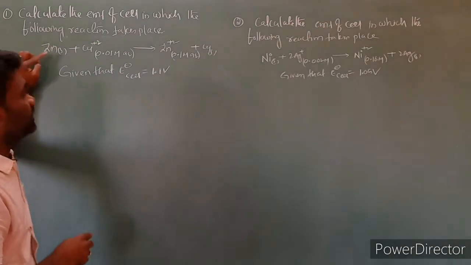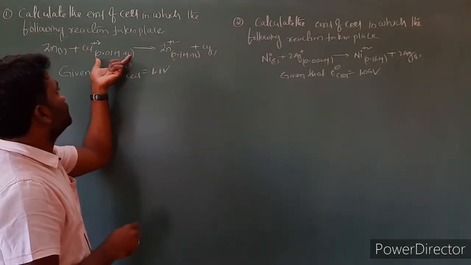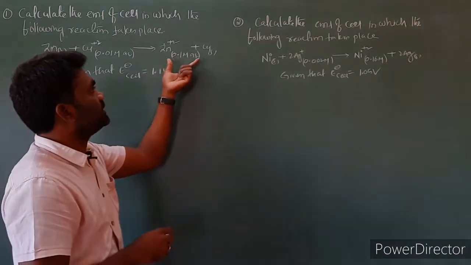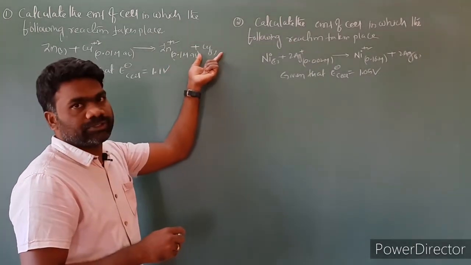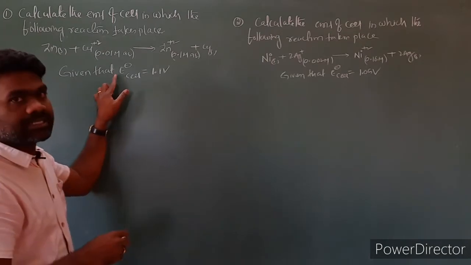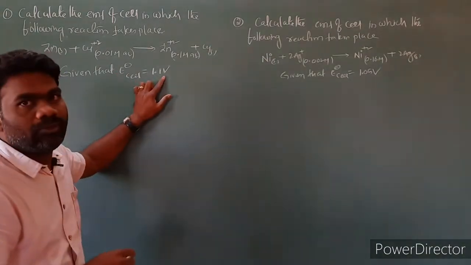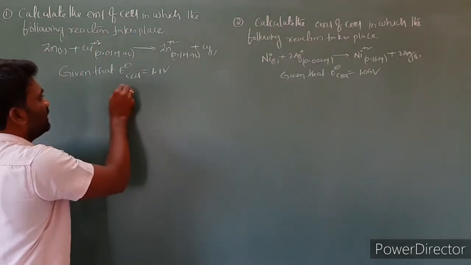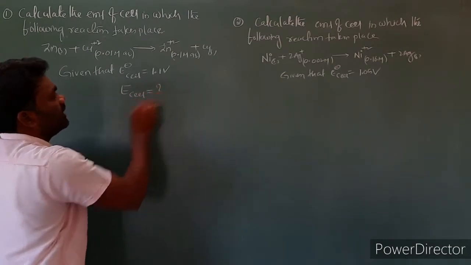The cell reaction is given: Zn solid plus Cu²⁺, its concentration given as 0.01 M, gives rise to Zn²⁺, its concentration given as 0.1 M aqueous, plus Cu solid. One more piece of data is given: the standard potential of the cell, E°cell, is equal to 1.1 volts. What he is asking is to calculate the EMF of the cell. So we have to calculate E cell. EMF is nothing but E cell.